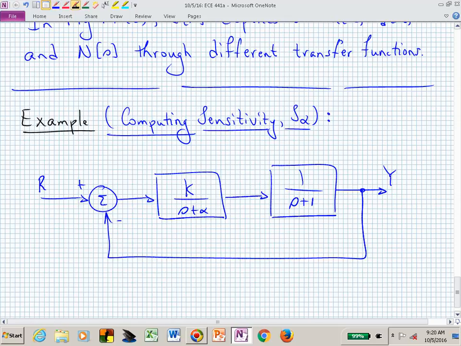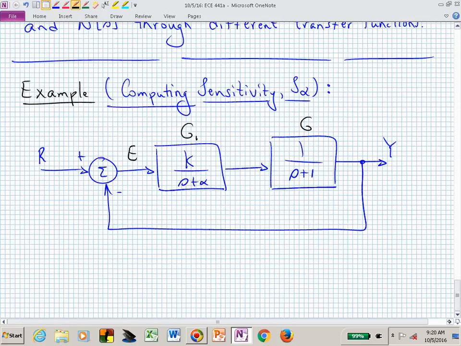And maybe I will label some of these blocks. Maybe I'll call this G sub 1, and this is G, and this is now our error signal. What's the transfer function between the input R of S and the output Y of S? It's a chair, isn't it? What's our chair?